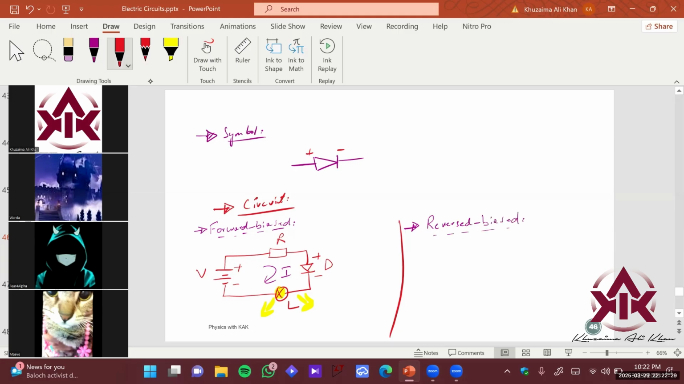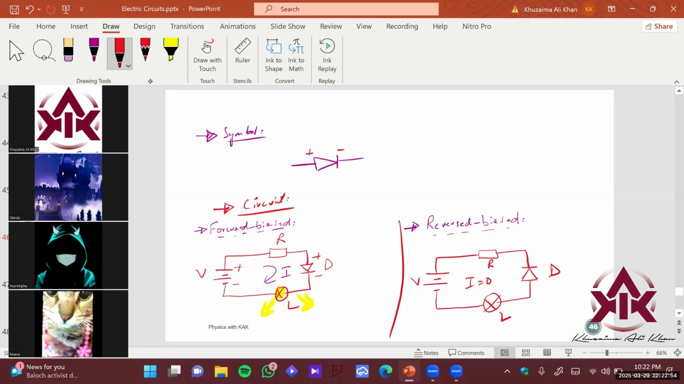Okay, so similarly, we have the same circuitry. We have a battery. We have a resistor to control the amount of current. Now we have a diode which is now flipped, right? And then we have a lamp here, which is going to basically tell us if there is current in the circuit or not, right? So we have the battery, the resistor, the diode, and the lamp here. So now the current is going to be zero here.